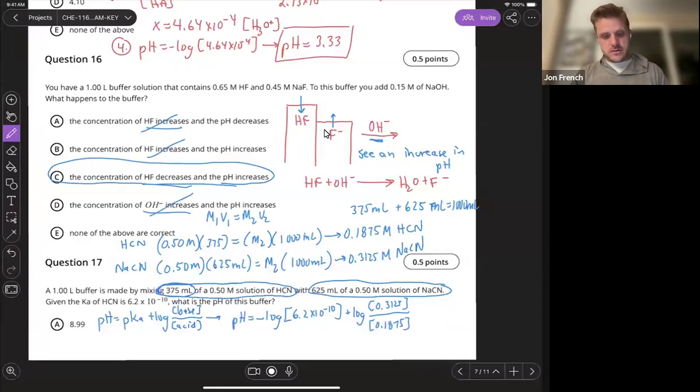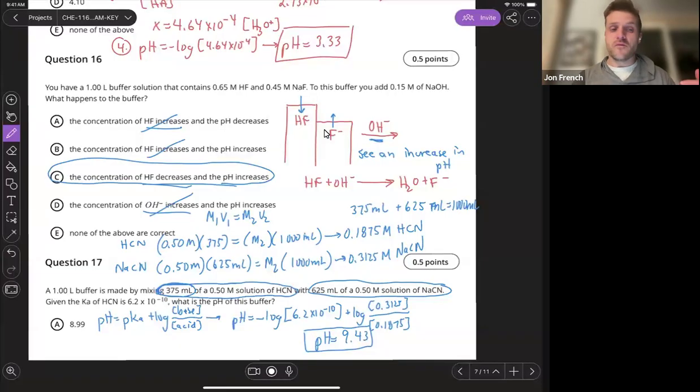So negative log 6.2 times 10 to the minus 10 plus the log of 0.3125 divided by 0.1875. And I get a pH of like 9.43. Again, the hardest part of this question was just finding the concentrations. We mixed the two solutions together. We had to go through the M1V1 equals M2V2 to figure out our new concentration after we'd mixed the two solutions together.